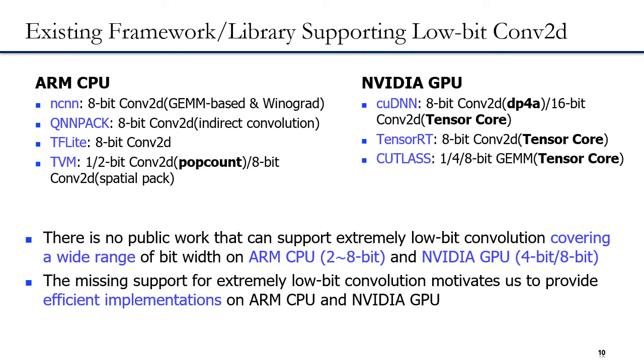Therefore, to the best of our knowledge, there is no public framework or library that can support extremely low-bit convolution covering a wide range of bit widths on ARM CPU and NVIDIA GPU. The missing support for extremely low-bit convolution motivates us to provide efficient implementations on ARM CPU and NVIDIA GPU.